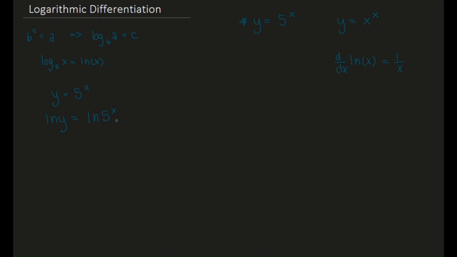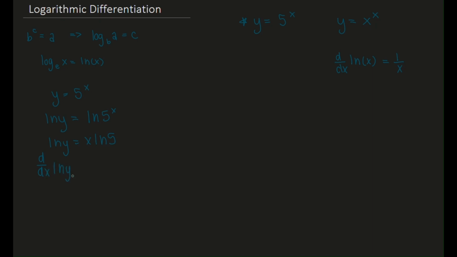Another property of natural logs allows me to take this exponent out and bring it down to be multiplied. So this is the same as saying I have x times the natural log of 5. These two things are equivalent. This makes it a lot easier to solve because now I no longer have my variable in the exponent. So now I'm going to take the derivative of both sides.